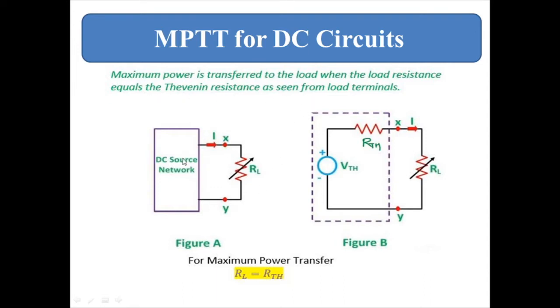This is a DC source network, and this RL, the load, is being converted into its Thevenin equivalent, which is represented by a Thevenin voltage in series with a Thevenin resistance. So for maximum power transfer, the load resistance should be equal to the Thevenin resistance.